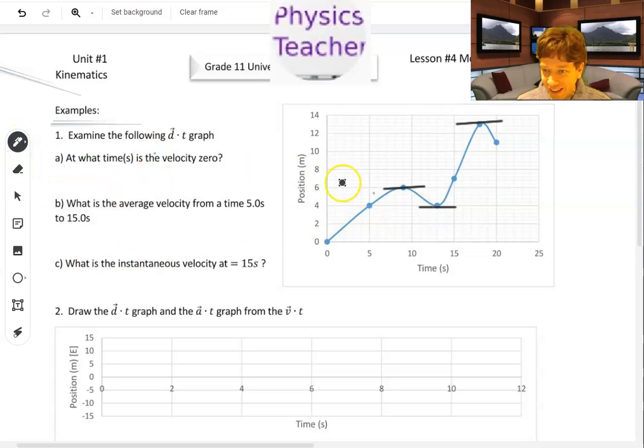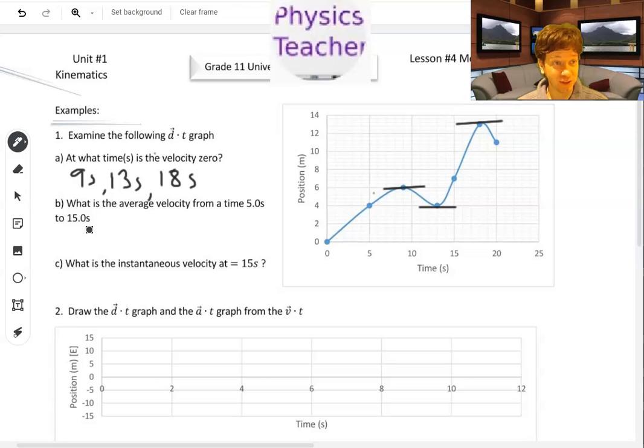Looks like we can sort of estimate right here, maybe at 9 seconds. Here at 13 seconds. And here at what looks to be about 18 seconds. So that's when your velocity is going to be 0. Next it says, what is the average velocity from 5 to 15 seconds?